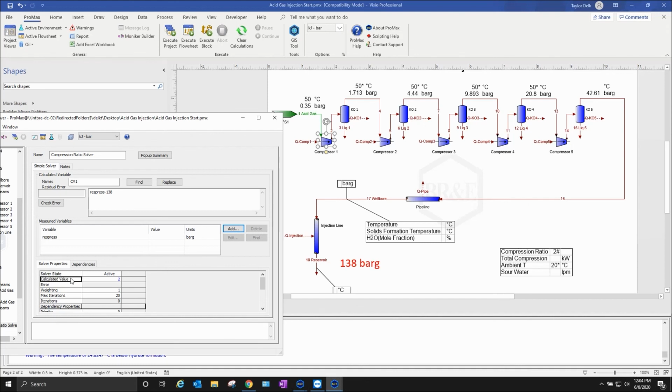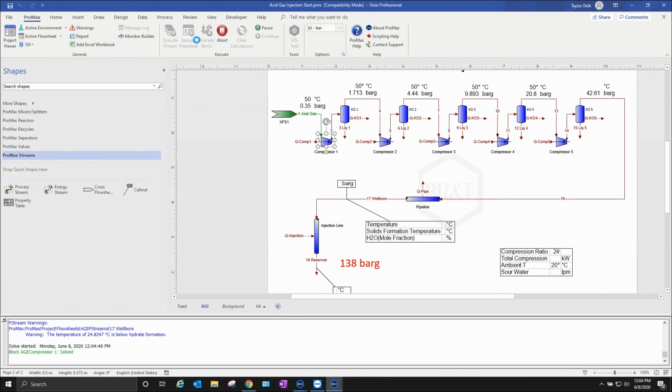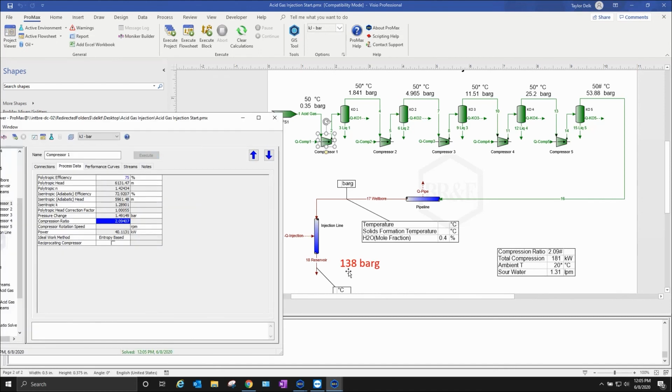One note is that we do need something to start iterating on. So it's good that I have this calculated value of 2 from when I put that compression ratio in earlier. And now we can just see ProMax do some guessing and checking. One thing to note, I'm going to go ahead and stop it, is that on these solvers, ProMax's default tolerance is going to be 0.001. So it's trying to get within 138.001 bar G or 137.999 bar G. I'm not too worried about it being that close.